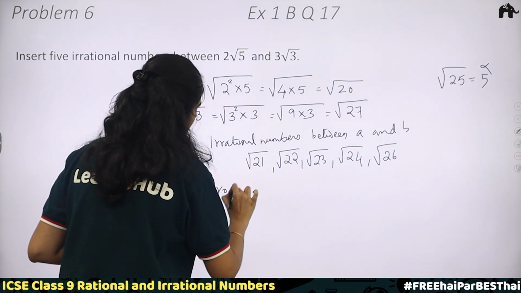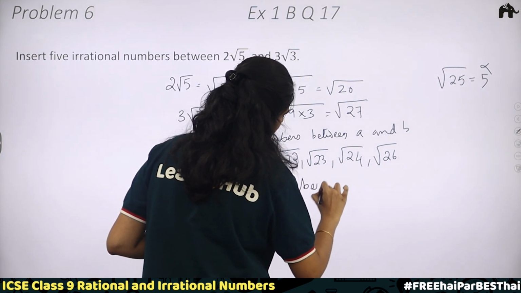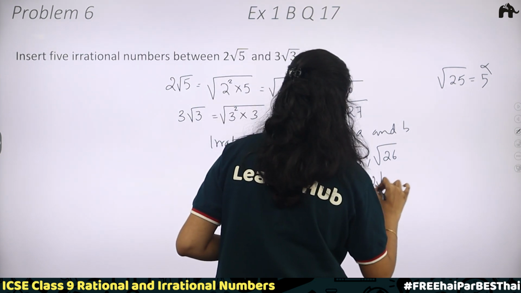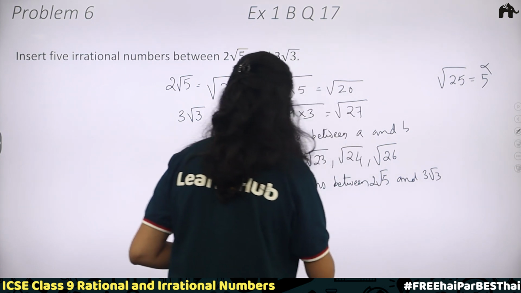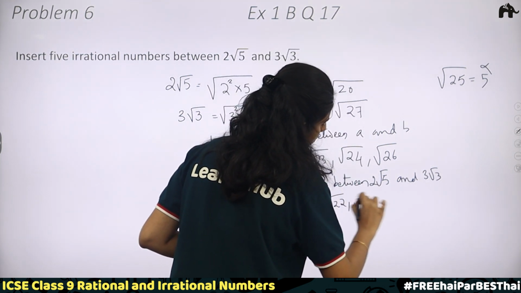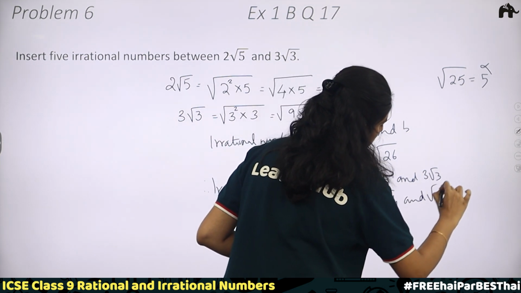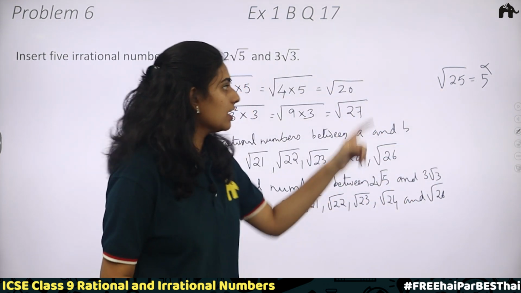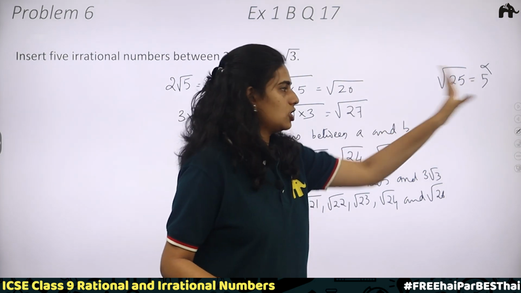Therefore, 5 irrational numbers between 2 root 5 and 3 root 3 are root 21, root 22, root 23, root 24 and root 26. You should have an idea why root 25 cannot be included, because this is a perfect square number and when you take the root, you will be getting a rational number.